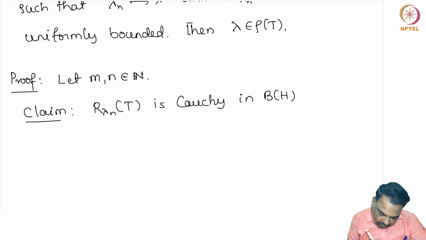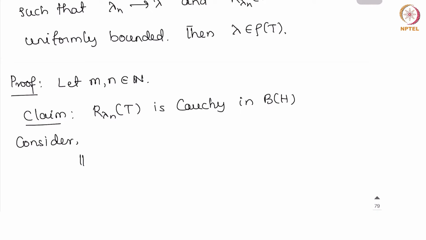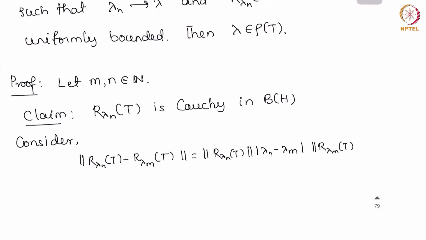So let us consider the norm of R lambda n T minus R lambda m T. This is less than or equal to norm of R lambda n T multiplied by modulus lambda n minus lambda m multiplied by norm of R lambda m T. This is by star, the resolvent equation. Now we know that R lambda n is bounded. So let us take M as the supremum of the norm of R lambda n of T, where n is ranging in N.